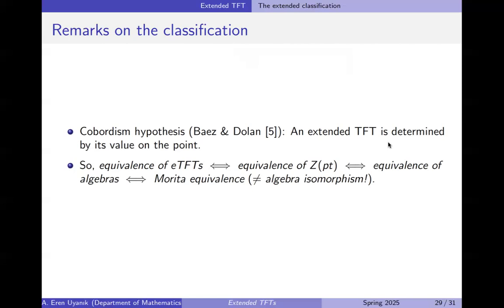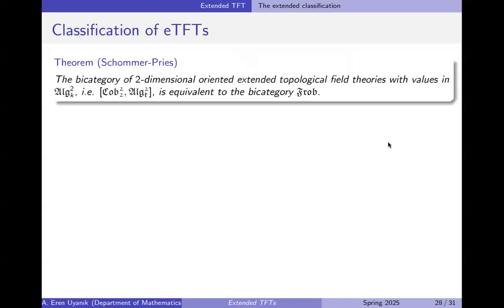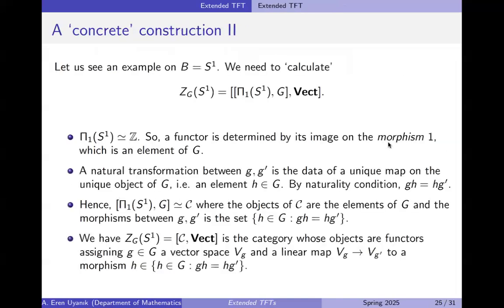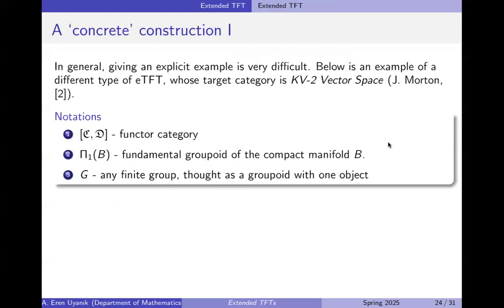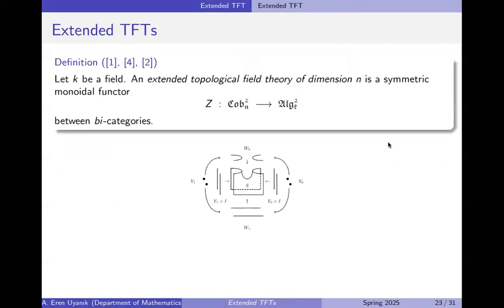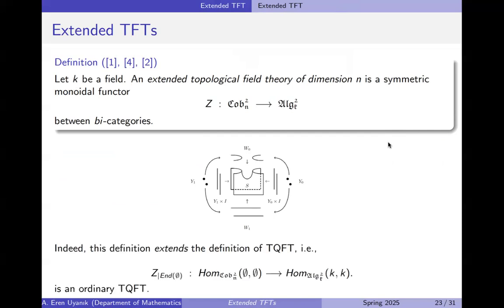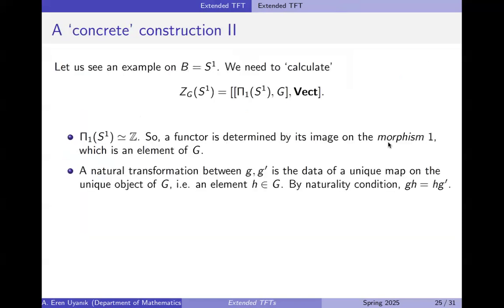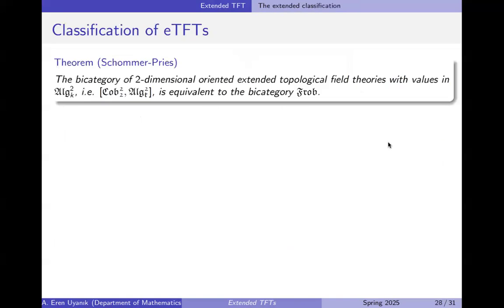Okay, so for ETFTs, we just consider 2 dimensions? No, it is defined in general. It is defined very generally. Yes, so it is n-dimensional. But what does a point mean? Like a point is dimension 0. In our case, these are remarks on the classification theorem, which is valid only in dimension 2. So this time we are restricting to that.